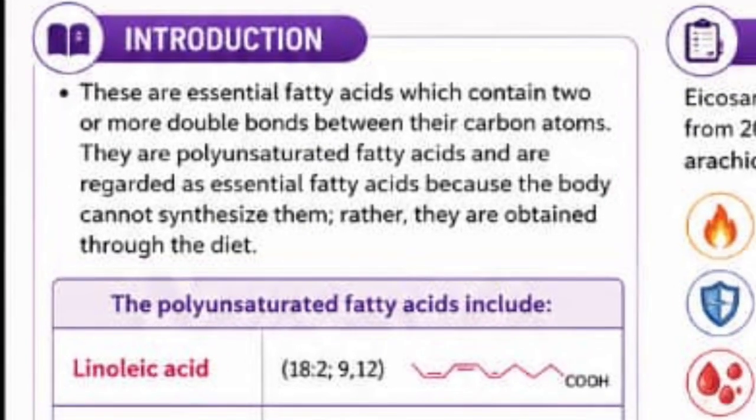Now first of all, what are essential fatty acids? Essential fatty acids are fatty acids that your body cannot synthesize. Your body cannot synthesize them, so you depend on diet to take them into your body, because if they are not there, they can cause significant damage.